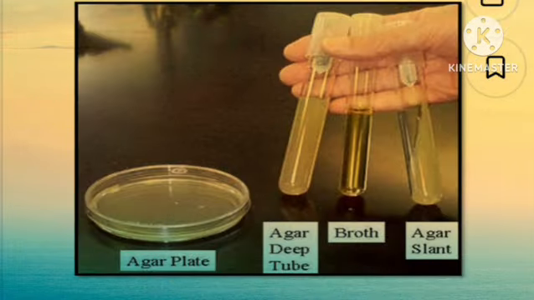What can you use for semi-solid media? First, agar plates; second, agar deep tube cultures; and third, broth cultures and agar slants. These are semi-solid agar plates and tubes, test tubes also.